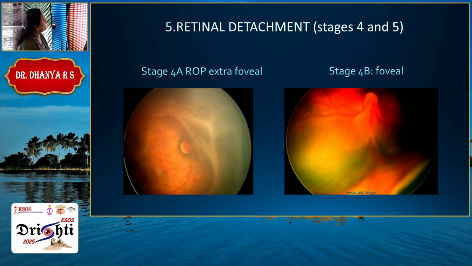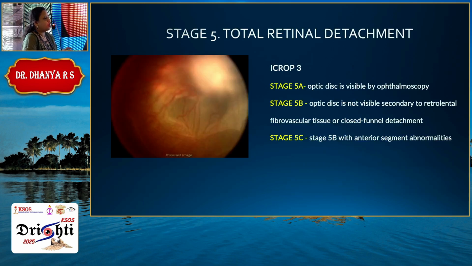And stages 4 and 5 are the severe forms of ROP that are associated with retinal detachment. Stage 4A is an extrafoveal ROP and 4B is foveal ROP. And if it is a total retinal detachment, it goes to stage 5. So these are the different stages of ROP.